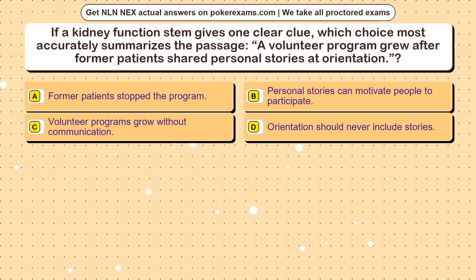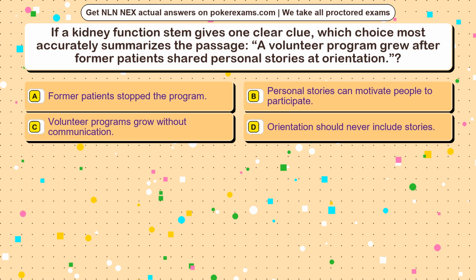Question 4. If a kidney function stem gives one clear clue, which choice most accurately summarizes the passage? A volunteer program grew after former patients shared personal stories at orientation. Option A, former patients stopped the program. Option B, personal stories can motivate people to participate. Option C, volunteer programs grow without communication. Option D, orientation should never include stories.